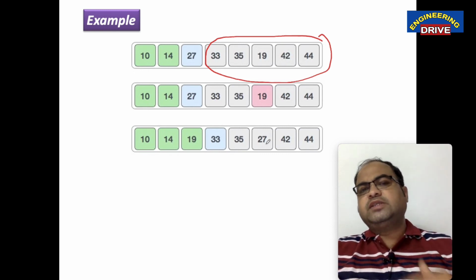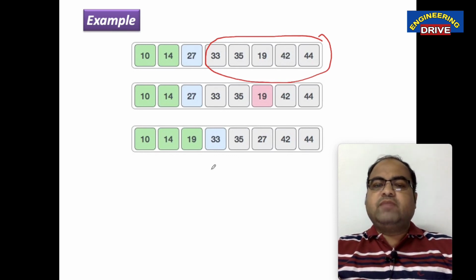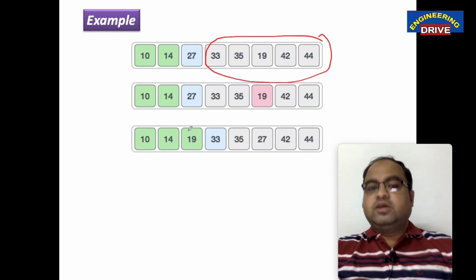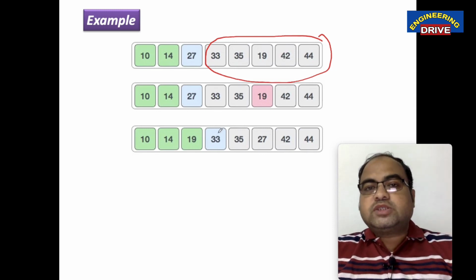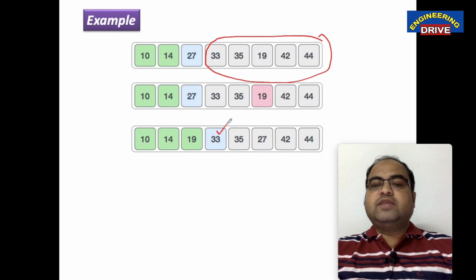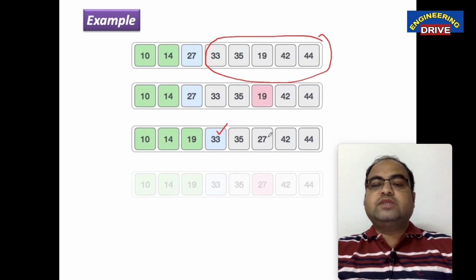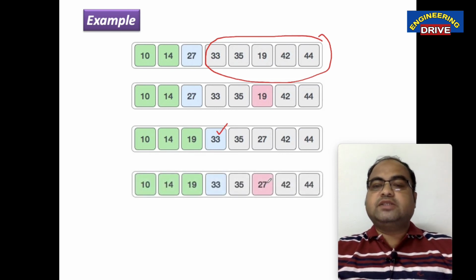Same, we need to repeat this step again and again. Similarly, 10, 14 and 19 will be in the sorted position. Next, what is the next leftmost element? 33. So 33 we have selected. Now in this unsorted array, we need to select the smallest element. Which is the smallest element? 27 is the smallest element.